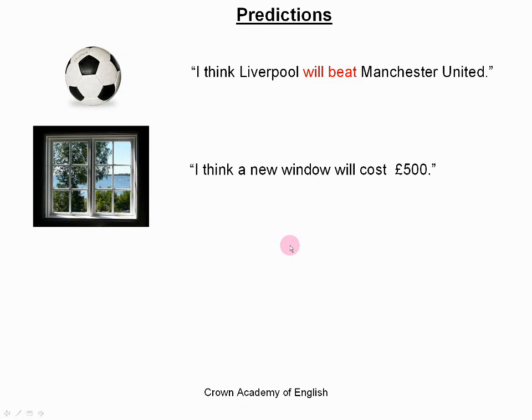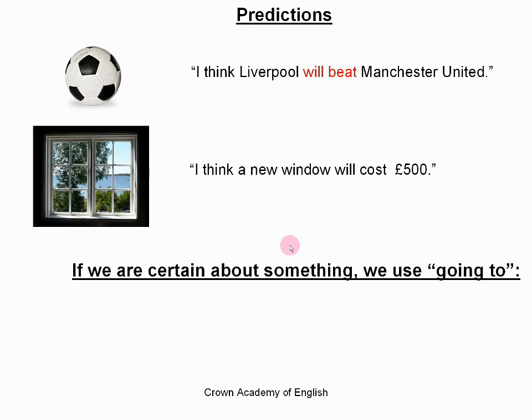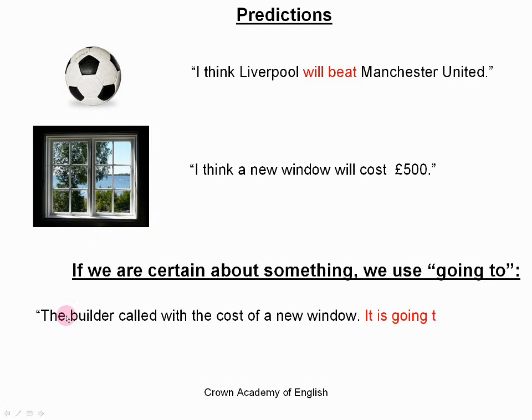But if we are certain, if we are sure about something, then we use a different future tense. We use the going to future. So, for example, the same example, the builder called with the cost of a new window. It is going to cost £600. Okay? So, do you see the difference?